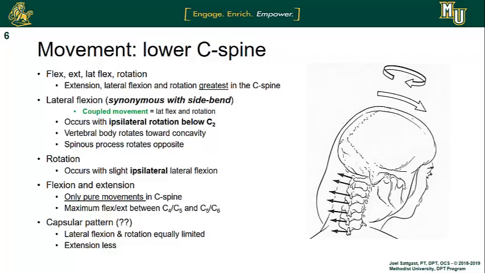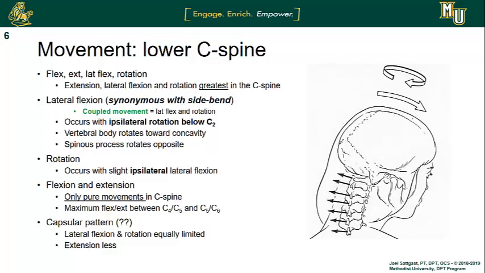We don't see true or pure movements of just lateral flexion or just rotation. There's always going to be some carryover. Now we can bias our movements more towards rotation or more towards lateral flexion, that's for sure. But just recognize to have full lateral flexion, you need rotation. To have full rotation, you need lateral flexion. You can't have one without the other.